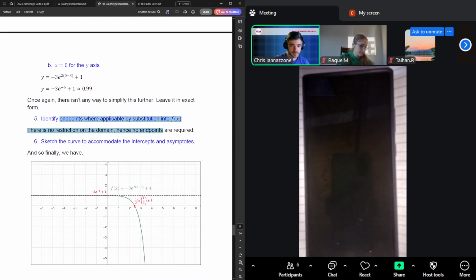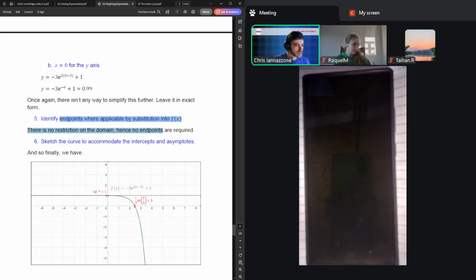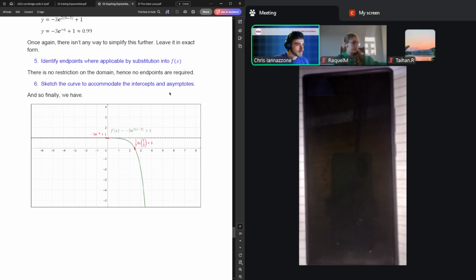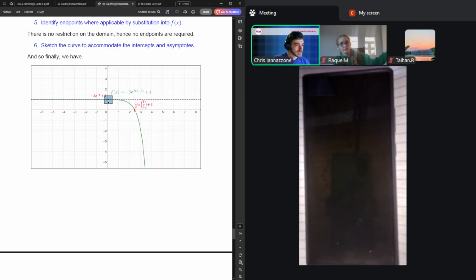If you have endpoints, you'll watch out for those. We don't have endpoints in this case, we don't really care. And then we just plot out all the key features, x, y, and then once you have the x and y, it's kind of hard to mess up the shape.